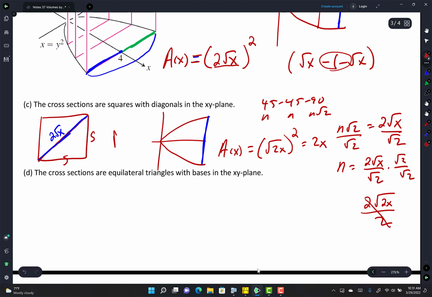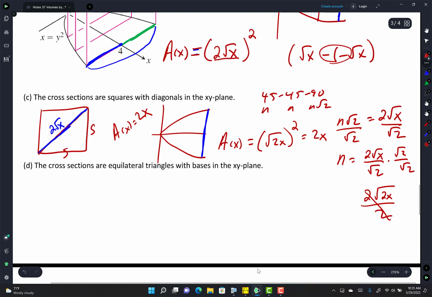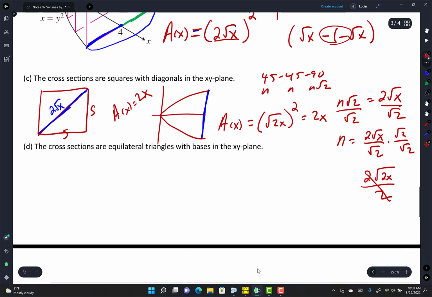Is everyone okay with this one, guys? And we're going to do one right now in a little bit together, so you can see how they're not that bad. Letter D. The cross sections are equilateral triangles with bases in the XY plane. Okay, that one we can. That one's pretty simple.